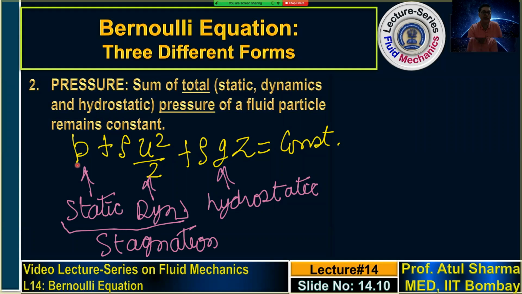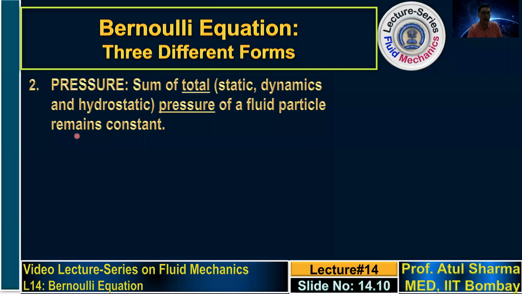So what are the differences between these three pressures? Static pressure is a thermodynamic pressure. So in thermodynamic tables, the pressure that is mentioned is the static pressure. And the dynamic pressure corresponds to a situation when the fluid that is moving is brought to rest isentropically. The pressure which is generated when the moving fluid is brought to rest isentropically is called the dynamic pressure.